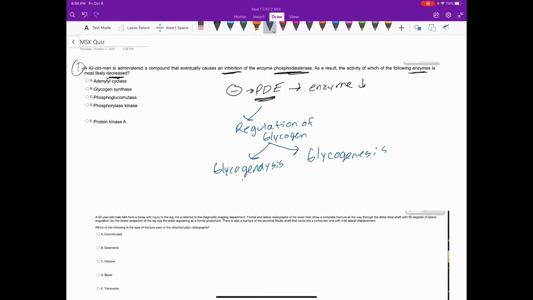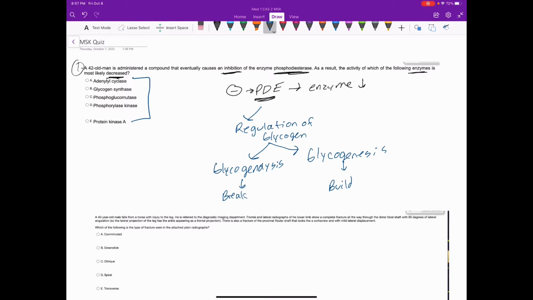So glycogenolysis is going to be the breakdown of glycogen, and glycogenesis is going to be the buildup, the storage, right? It makes glycogen. Okay. So I'm going to show two different charts now on the differences between glycogenolysis and glycogenesis. But first, let's think about the answer choices. So we have 5 choices. We have protein kinase A, phosphorylase kinase, phosphoglucomutase, glycogen synthase, or adenylyl cyclase.